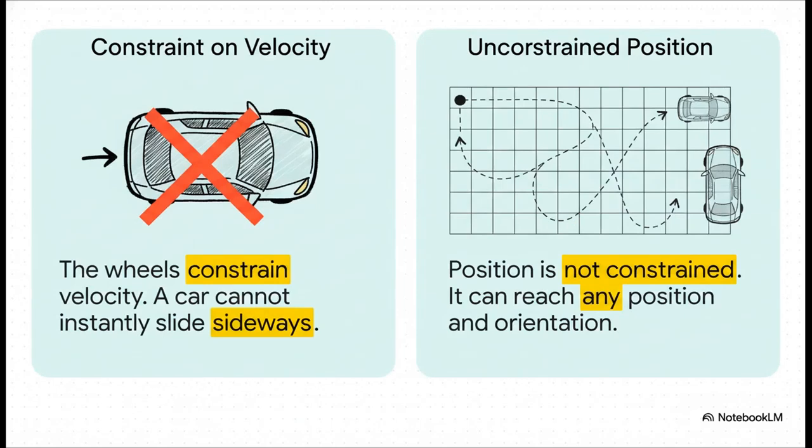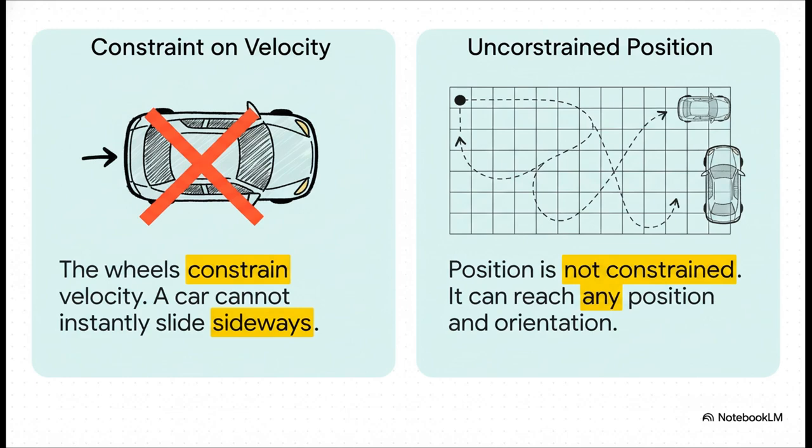And here's the paradox. The wheels create a constraint. A car can't instantly just slide sideways. Its velocity at any given moment is restricted. And yet, through a series of forward, backward, and turning motions, just think about parallel parking, it can end up in any position with any orientation on that plane. So, its velocity is limited, but its final position isn't.